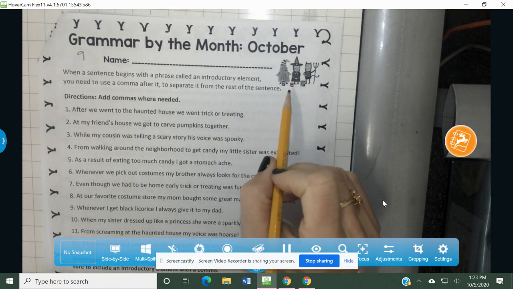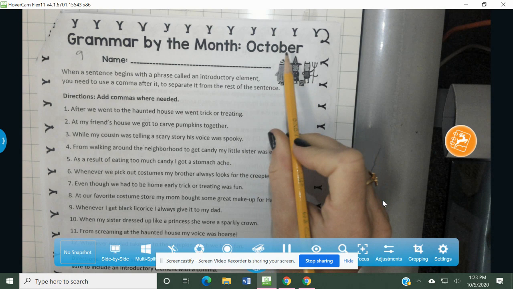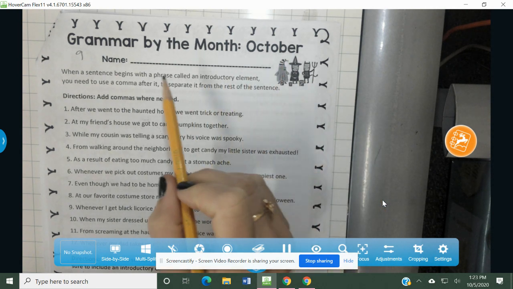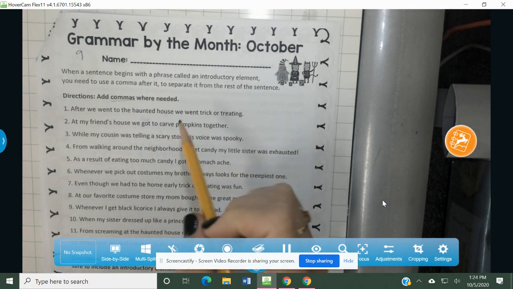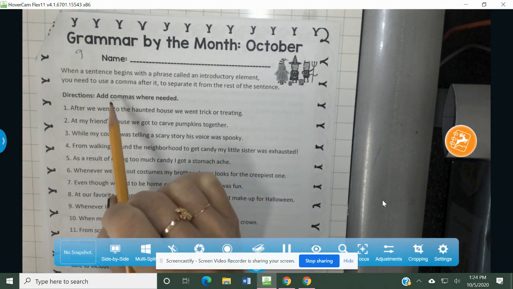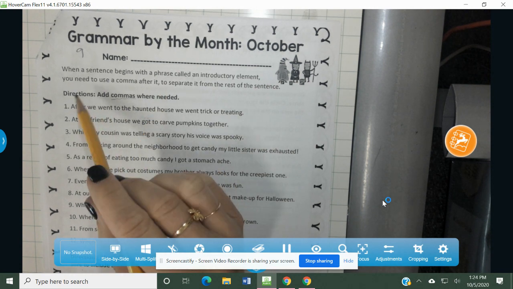Please make sure you're on the right page. There should be a picture of some trick-or-treaters in the top right-hand corner. And we're going to go ahead and continue practicing commas. So here's another page and another way that we might need to use a comma in a sentence.